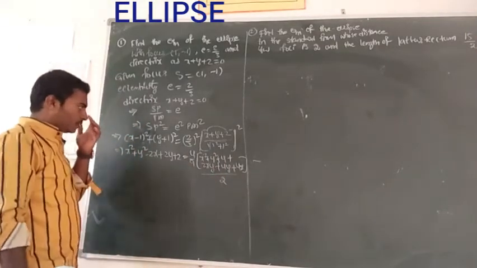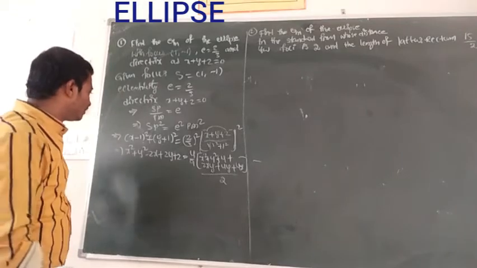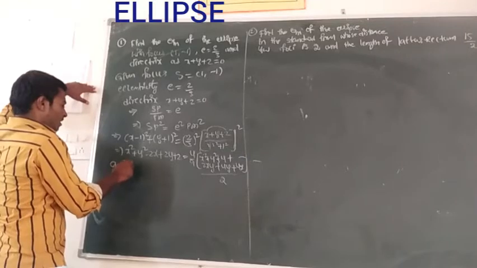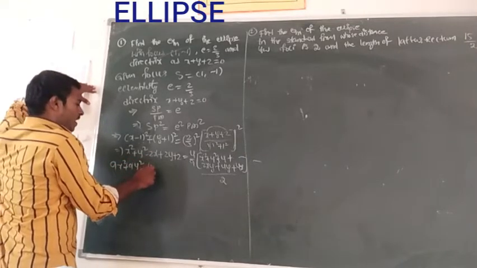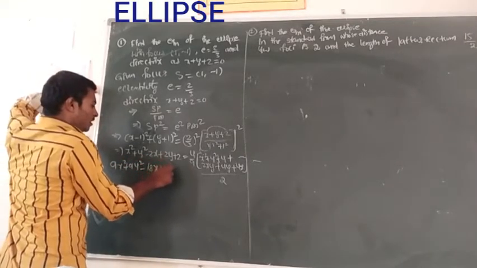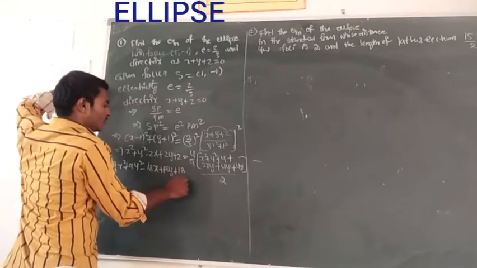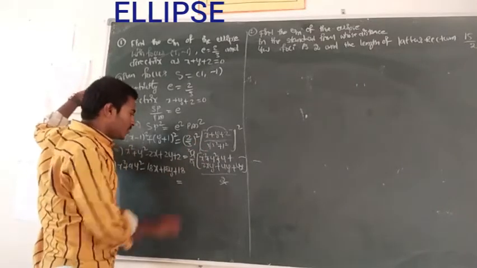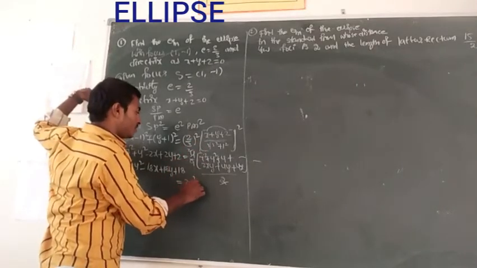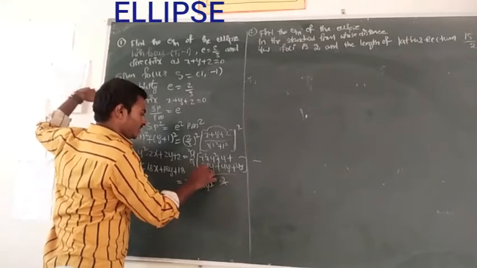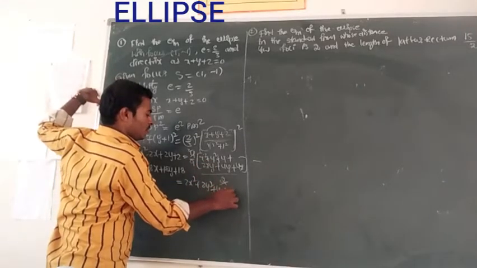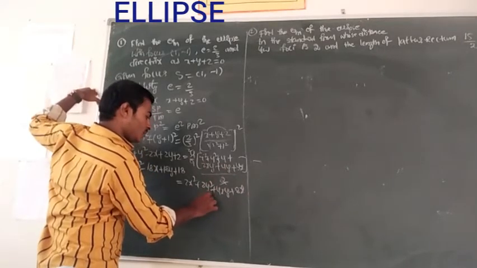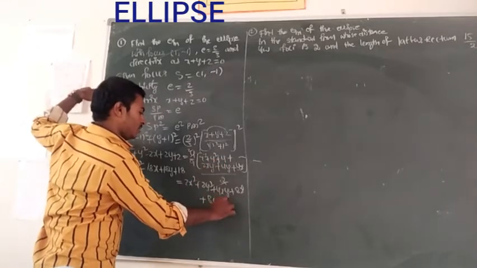So when we do the simplifications, here 9 into 9x square and 9y square minus 18x plus 18y plus 18 is equal to, here cancelling 4 by 2 two times, 2 into x square, 2x square and 2y square and plus 4xy and here 8x and 8y and constant 8.